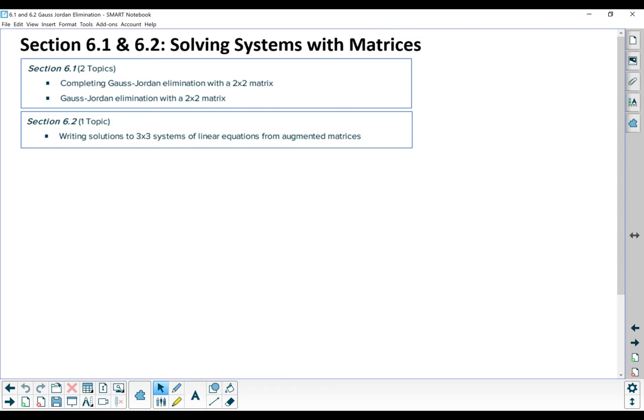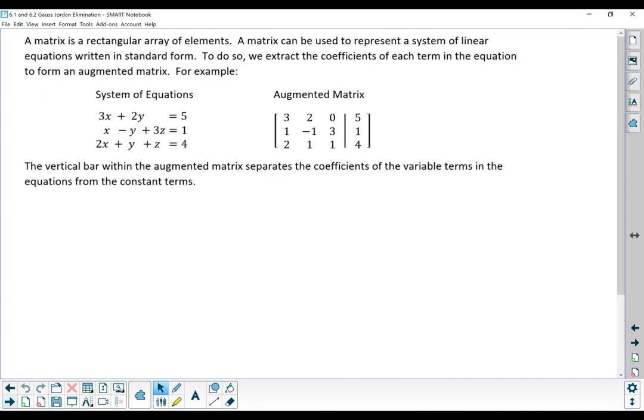This is section 6.1 and 6.2, a total of 3 topics. So a matrix is a rectangular array of elements. It kind of is a bit like a little spreadsheet. And one of the things that a matrix can be used for is solving a system of linear equations, like we have been working with in chapter 5.